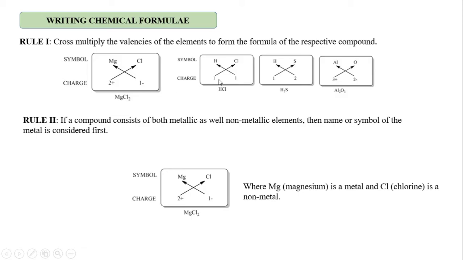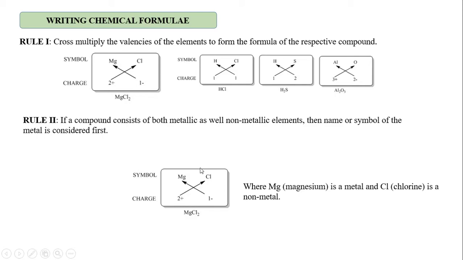Now take a different example. HCl: for H the valency is 1, for Cl it is 1. Crisscross gives H1Cl1. Already I have informed you that you need not mention the 1, it is understood. If you take hydrogen sulfide, for hydrogen the valency is 1, for sulfur it is 2. If you do the crisscross, we will get H2S. If you take aluminium oxide, aluminium has oxidation state plus 3, oxygen is minus 2. With the crisscross method, you will get Al2O3.